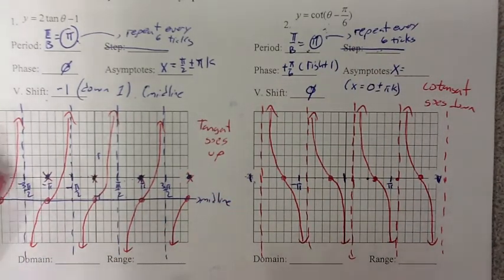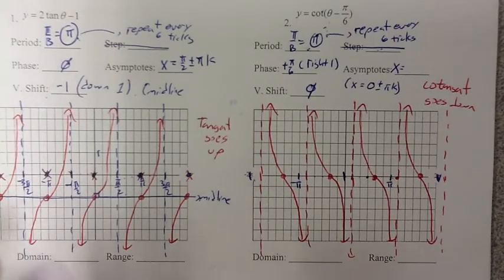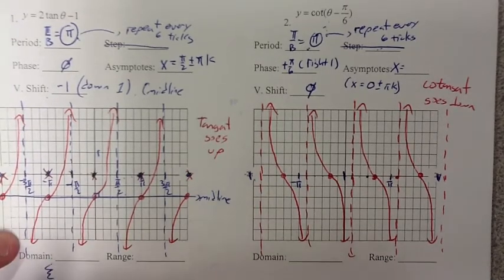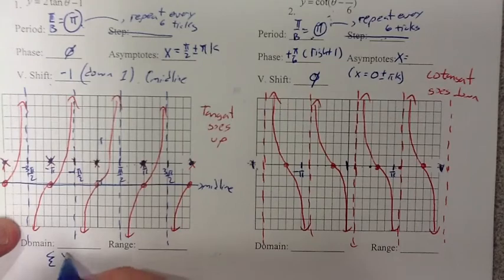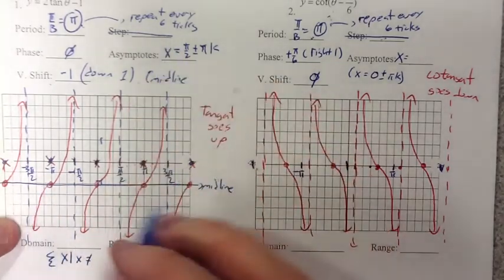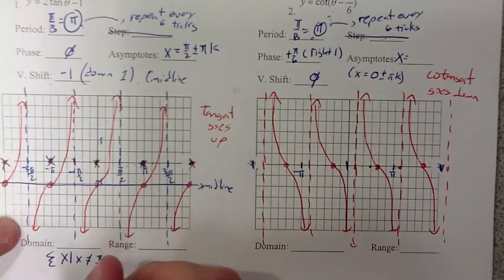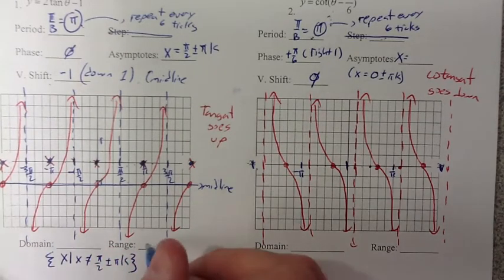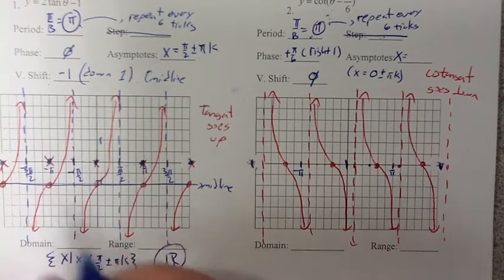Whoops, we forgot to do the domain and range for this one. The domain's not too bad to do here. We're going to write this in set builder, remember. x such that x cannot equal our asymptotes, pi over 2 plus or minus pi k. Now the range is just all real.